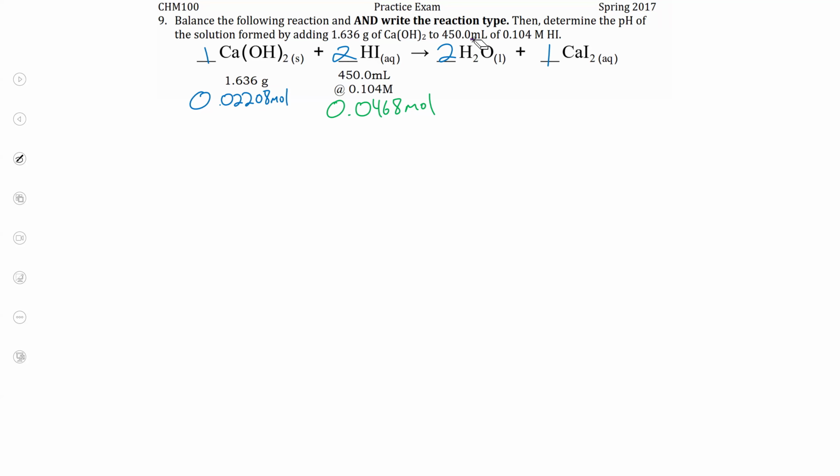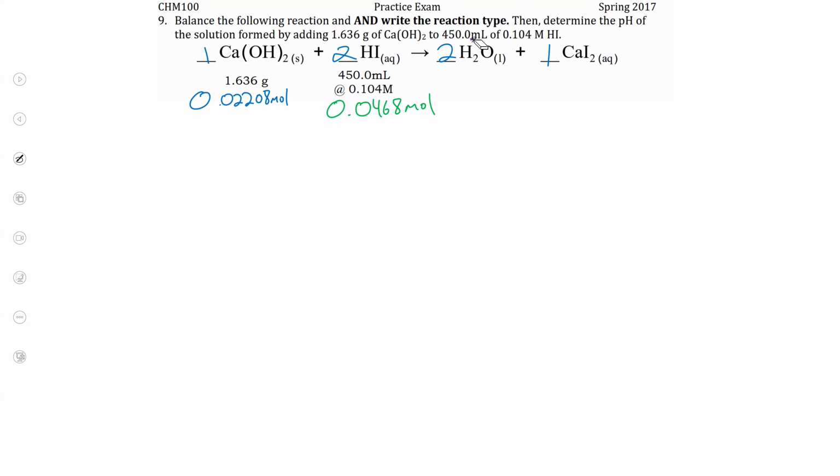All right, so excess reactant problem. We want to know what's going to run out first. Can we look at it and guess what's going to run out first? It looks like this is going to run out first because we're using it up at a 2-to-1 ratio. If I double this, I'm going to get 0.044 something, right? That's less than 0.068. So I'm pretty sure I'm going to have leftover acid.